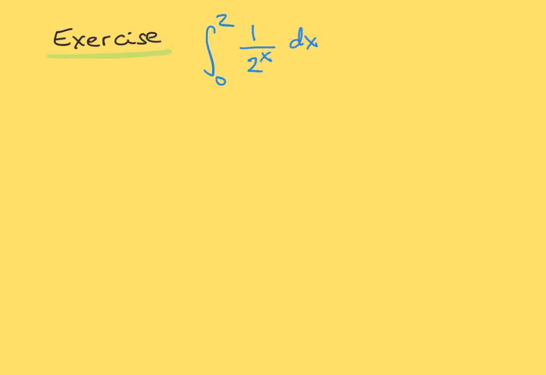So the exercise that I'd like you to try to calculate now is the integral from 0 to 2, 1 over 2 to the x, all integrated with respect to x. And I will give you a hint and the answer in a moment, but you could try it first with pen and paper and then come back to the hint. Okay, welcome back. Let me give you the hint.